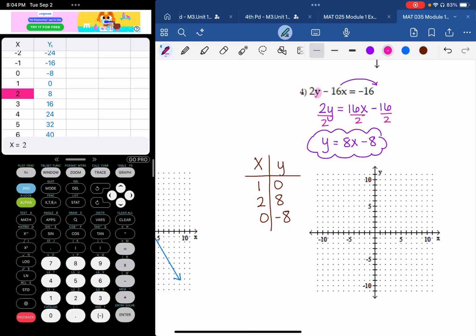So I've got 1, 0. I've got 2, 8. I've got 0, negative 8. And now I've got a line. I do not have a line. Let's try that again. There we go. Okay.